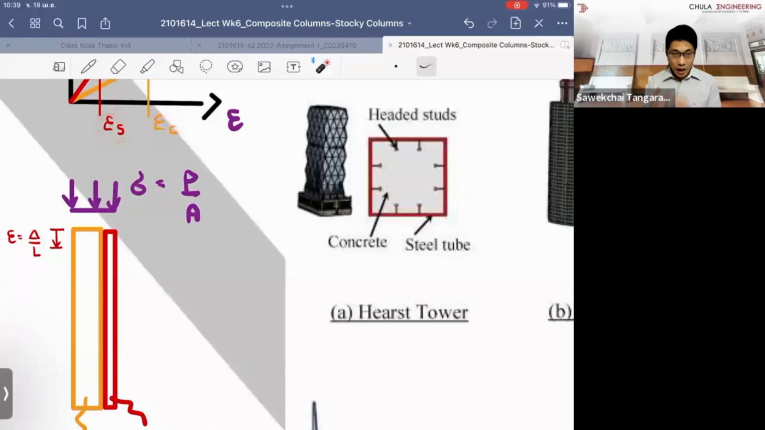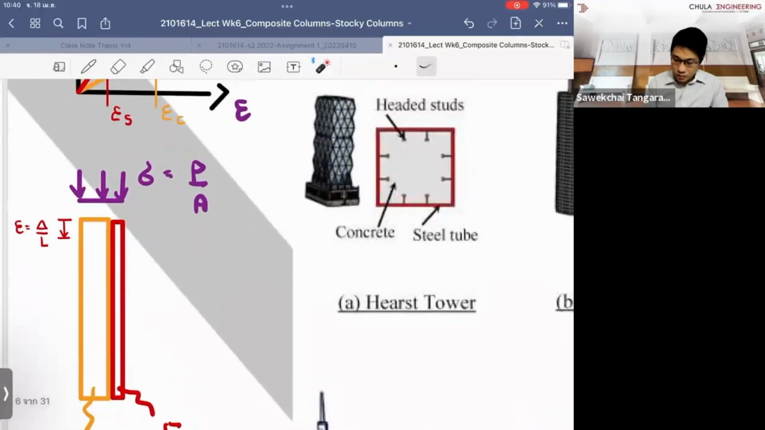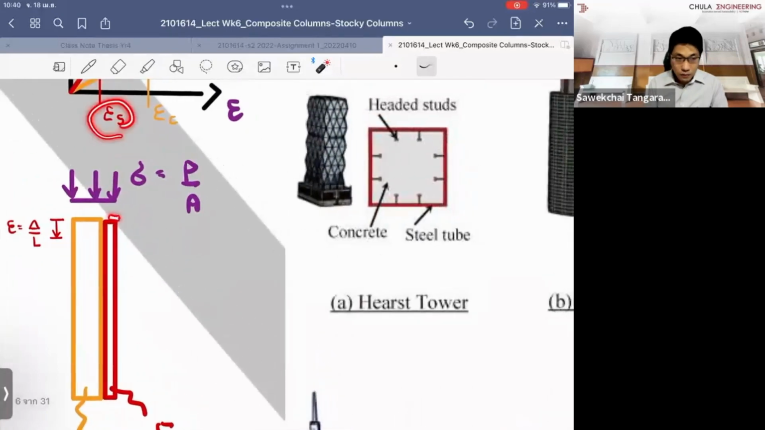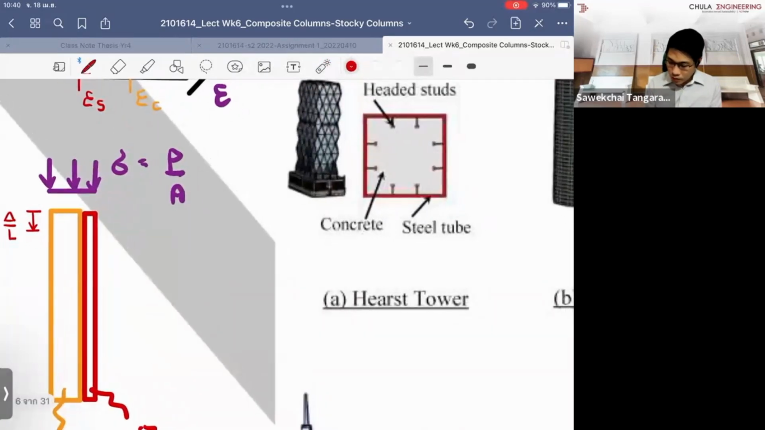The value of the strain that has been developed with the same stress of the concrete and the steel, they are quite different. The difference is about 8 times as well, right? The steel has less value of the strain. The concrete has more value of the strain. So what is happening is that we develop a different shortening in the materials. The concrete will deform more than the steel.